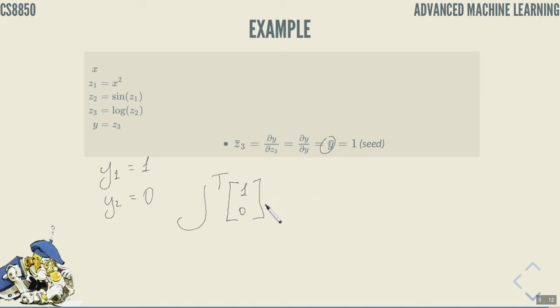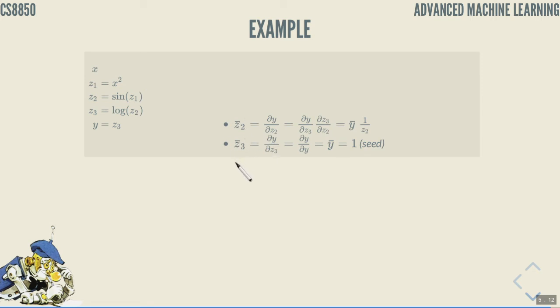Okay, the first adjoint is done, we got it. The second adjoint, z2, is nothing but dy by dz2, but what is it? Well, it's dy by dz3, and we have it. It's the z3 adjoint, which is the y adjoint here, which is 1, times dz3 by dz2. What is dz3? It's the derivative of log, 1 over z2, and that's what we got. And then the same for the adjoint of z1, it's dy by dz1, the chain rule again here, but we already computed everything, so z2, and the derivative of the sine is cosine, got it.